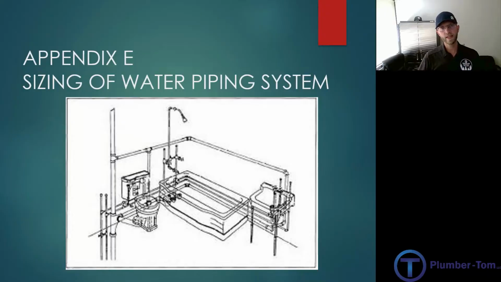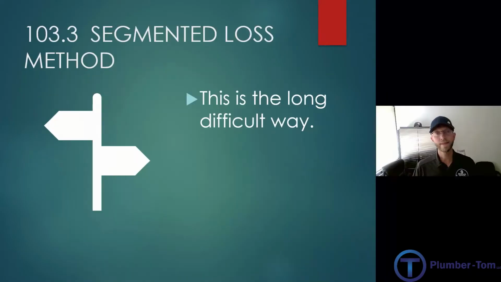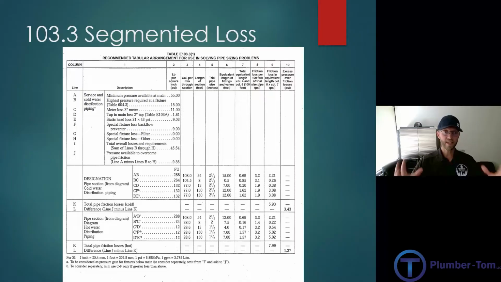If you have not already, grab your codebook, open to Appendix E, Sizing of Water Pipe Systems. As stated earlier in the code, there are 2 methods they're going to give us. The first method is the segmented loss method. And yes, this method involves a lot of math. This is the long way. This is the difficult way. They give us an example, a table here, where we can figure out pressures and then subtract for losses for every single thing along the way.